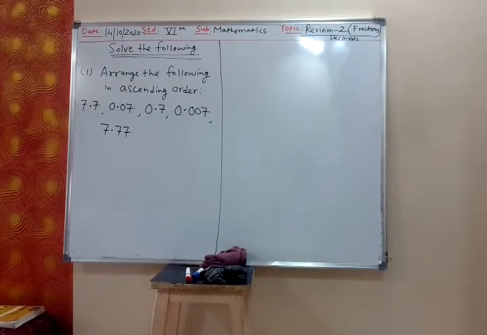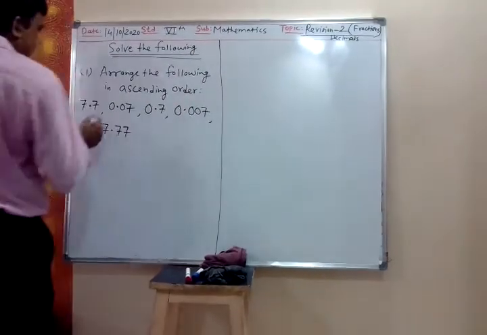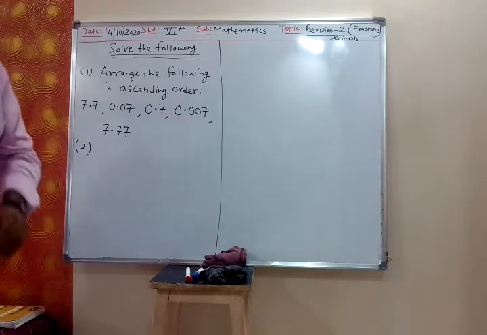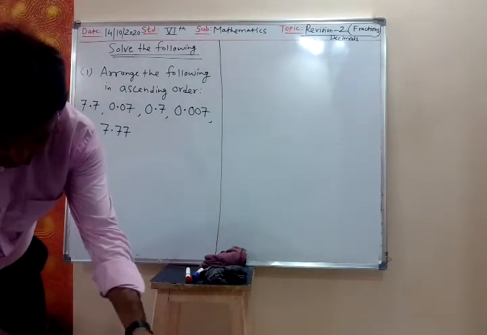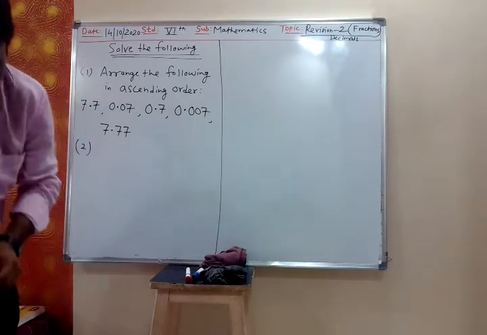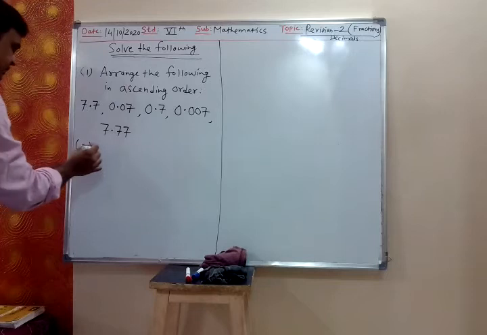Now it is clear, right? 7.7, 0.07, 0.7, 0.007, 7.77. We have to arrange them in the ascending order. First I will write down the question. We are doing decimals and fractions. Then simplify.